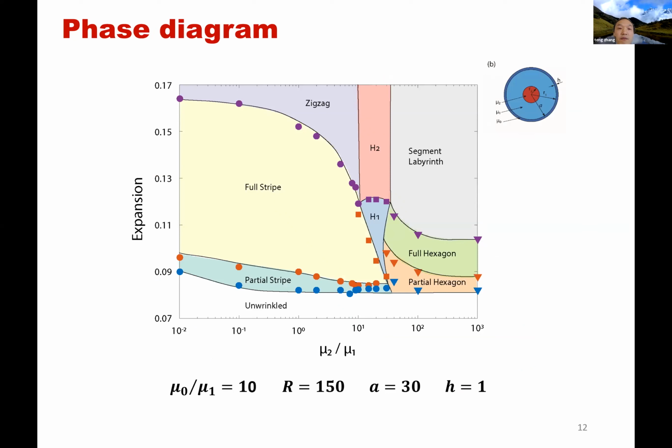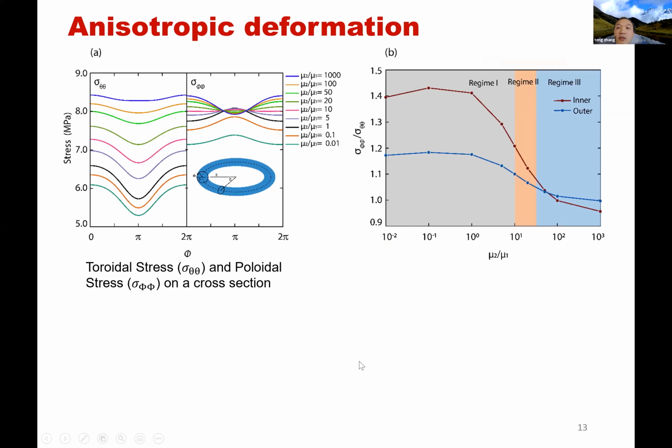And we made a phase diagram with the factor mu2 over mu1 that controls the global deformation, and for the expansion, the initial buckling and the post-buckling. So we have a very complete phase diagram. And we also do the mechanical analysis, the stress analysis, to understand why we can have different patterns when we only change one parameter, the ratio C2 over C1, mu2 over mu1.